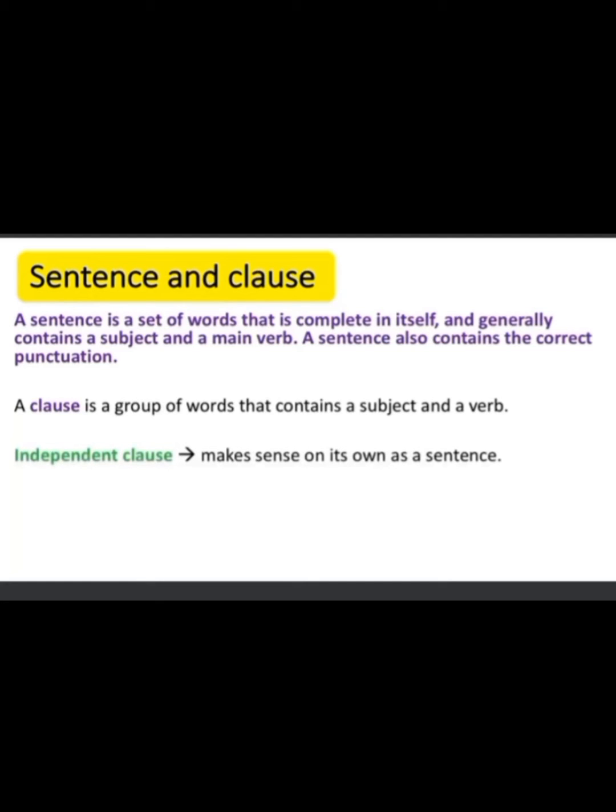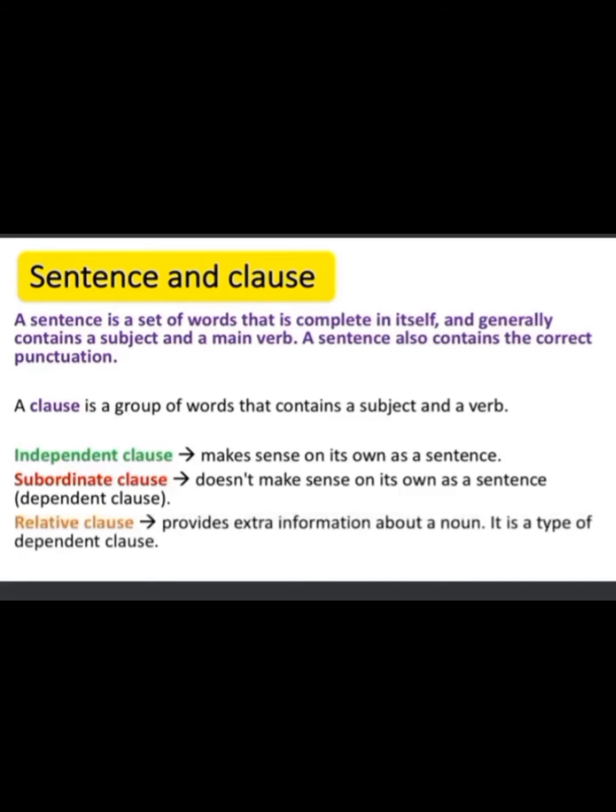Independent clause is a type of clause that makes sense on its own as a sentence. Subordinate clause doesn't make sense on its own as a sentence and is often referred to as dependent clause. Relative clause provides extra information about a noun. It is a type of dependent clause.